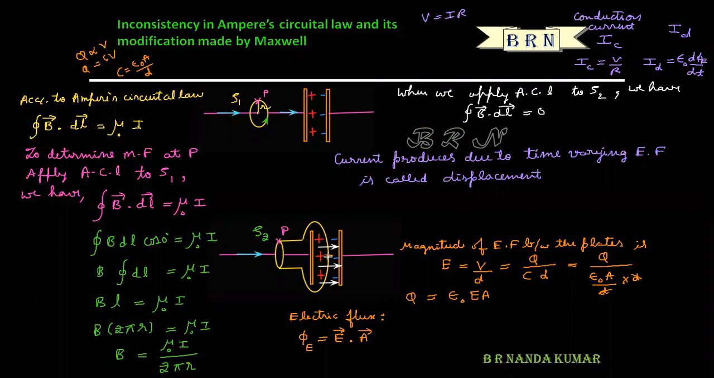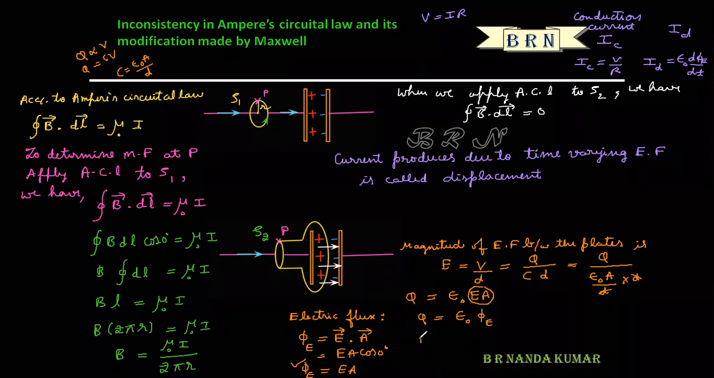This is the normal, and this is the direction of the electric field. So both are parallel. What is the angle between them? 0. So E vector dot A vector is EA cos 0. Cos 0 is 1, so the electric flux is EA. So EA is phi E. So Q is equal to epsilon naught into phi E.